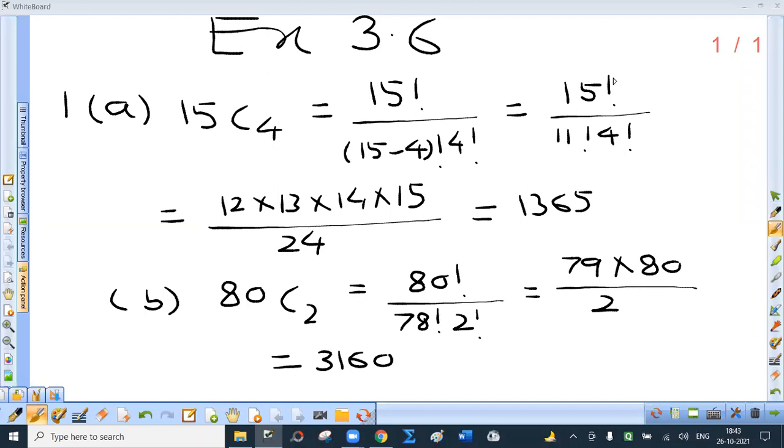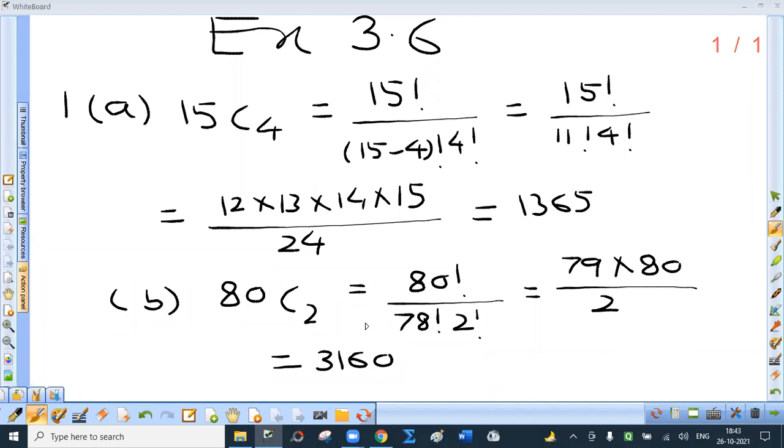Factorial of greater is factorial of smaller, go on adding 1 unless you get greater. So after cancelling 11 factorial, what remains is 12 into 13 into 14 into 15. But what is 4 factorial? 1 into 2 into 3 into 4, that is 24. Simplify to get 1365. What about 80C2?